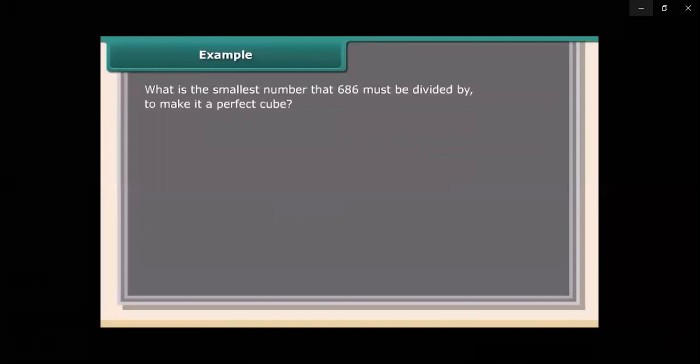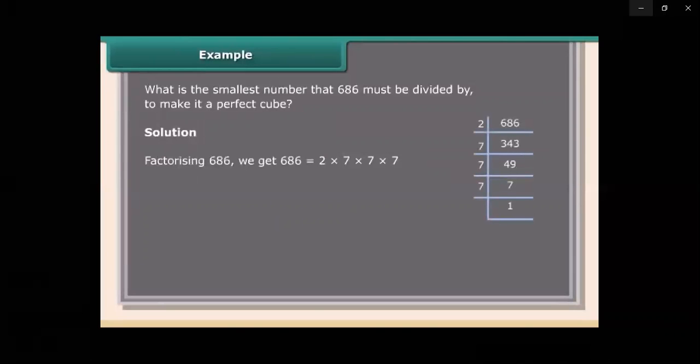Second example is, what is the smallest number that 686 must be divided by to make it a perfect cube? So first step, all of you know that we have to find the prime factors for 686.